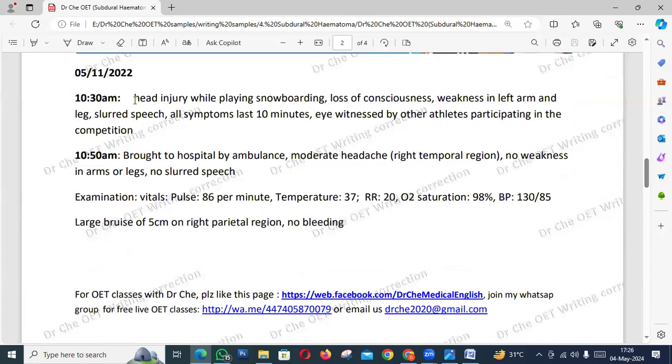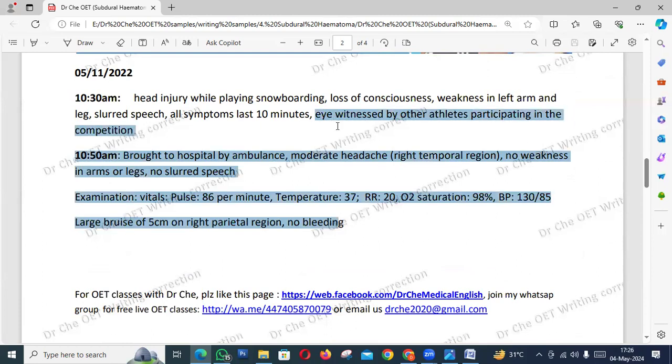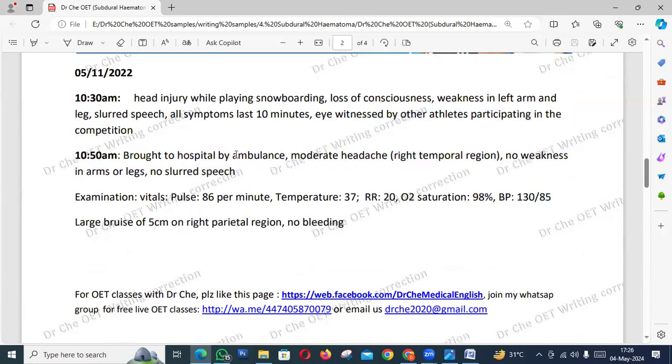So let us quickly see what happened. This patient had an injury while snowboarding, with loss of consciousness, weakness in the left arm, and slurred speech, all symptoms lasting 10 minutes. This was reported by other athletes who were participating in the competition. This happened at 10:30. Then at 10:50, the patient was brought to hospital by ambulance with a moderate headache, no weakness, and no slurred speech.